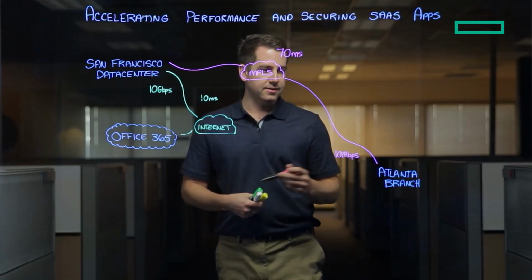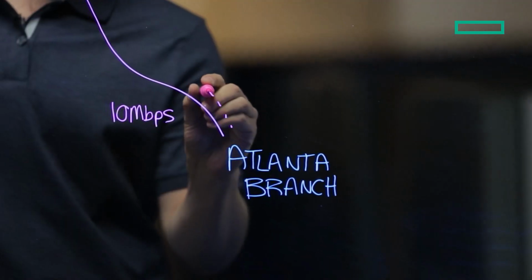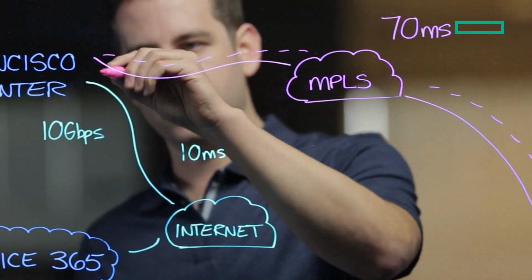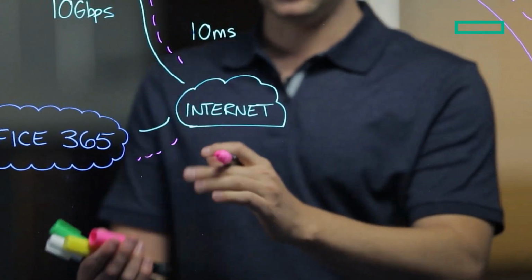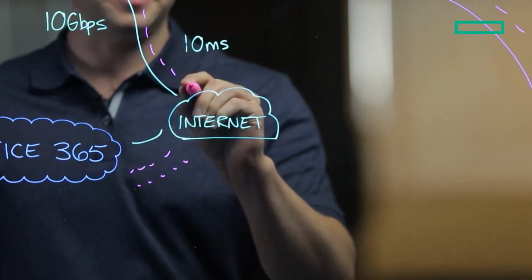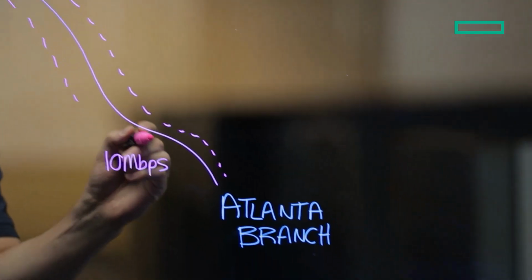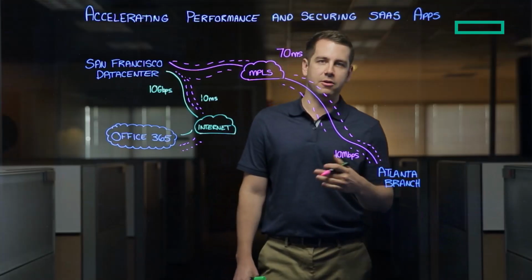And so if we look at the life of a packet as it leaves from Atlanta, they're going to have to go all the way through the MPLS network. They go out to the internet from the data center and then out to Microsoft. They service the request, and then the reply happens. And then we repeat that process all over again. And essentially, this takes 160 milliseconds to get there and back.